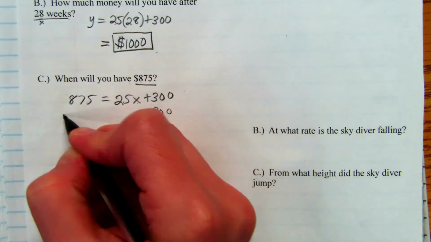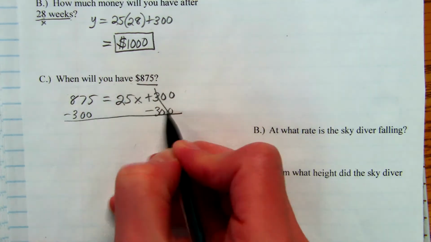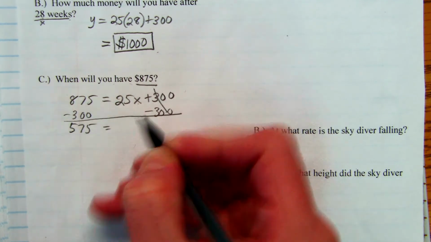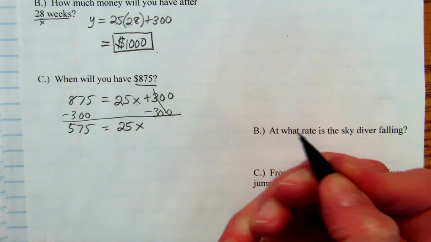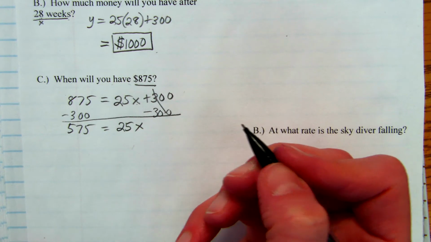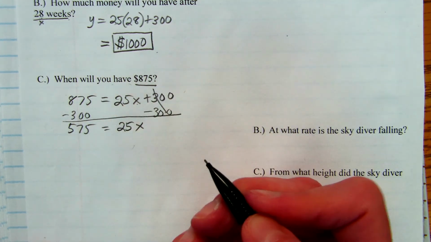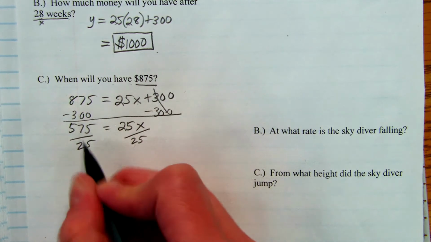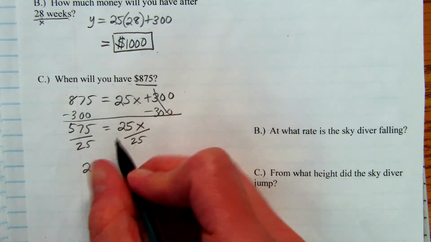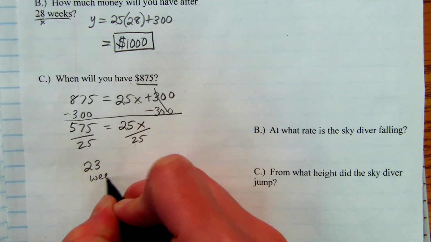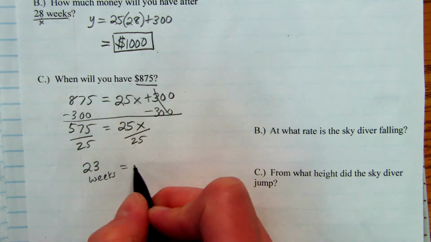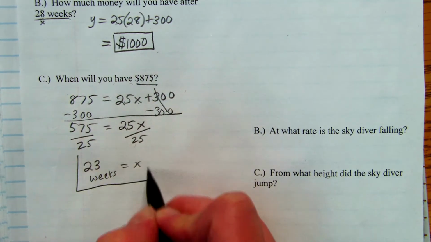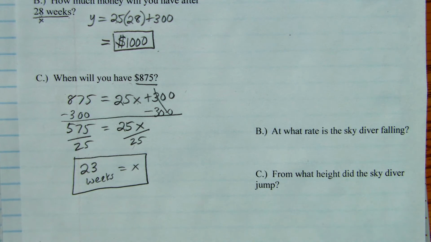Minus 300 from both sides. And that leaves us with 575 over here equals 25x. And then what do we do to get x by itself? Divide by 25. And if we do that, we get 23, and so that would be 23 weeks. It would take me to have $875 in the equation.